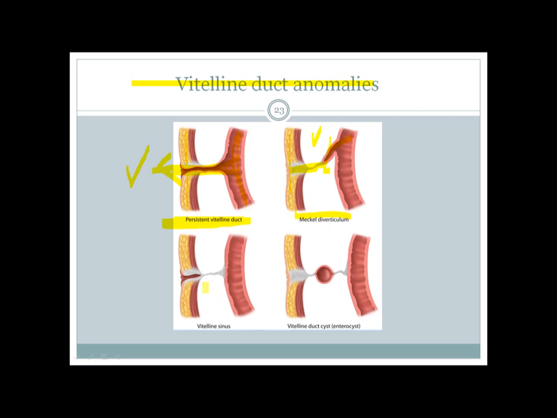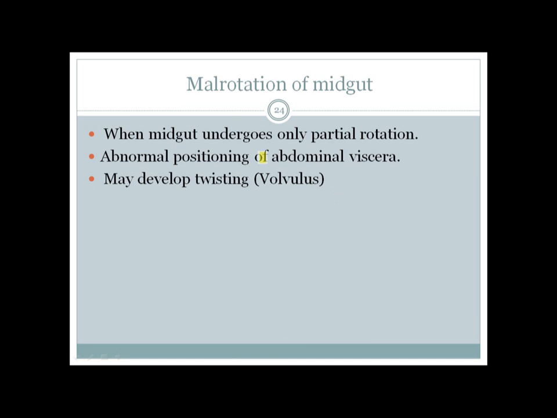And if there is incomplete closure of the Vitelline duct in the part of the body wall, it will lead to something called a Vitelline sinus. And if there is closure of the Vitelline duct from two sides, from the body wall side and from the intestine side, but the middle portion is not degenerated, it will form a Vitelline duct cyst, also called an enterocyst. And I have already mentioned that the midgut undergoes 270-degree rotation, and if this rotation is abnormal, there will be abnormal positioning of the abdominal viscera, which ultimately can lead to twisting of the abdominal organs, which is also known as volvulus.